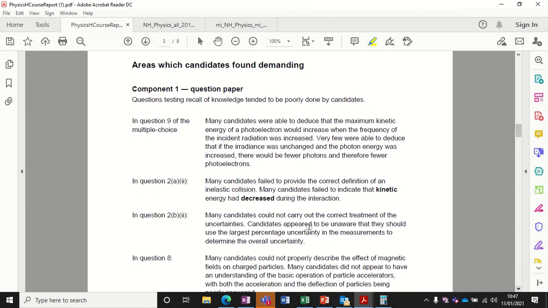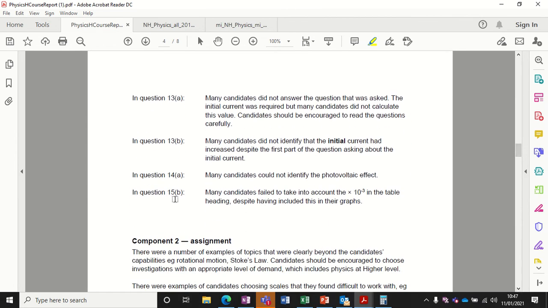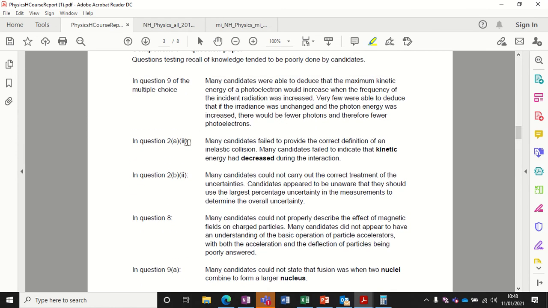So in particular, we're going to focus on question 2, which is related to collisions, explosions and impulse, and question 15, which is a skills-based question, or dare I say it, graphs. In addition to that, question 13 and 14 are related to the electricity unit, so you could use the reference here in order to help support you do those questions. But this is really about identifying which questions candidates find demanding to make sure that you don't make the same mistakes as them. Okay. So in particular, question 2A part 2 and 2B part 2 are the ones to focus on.